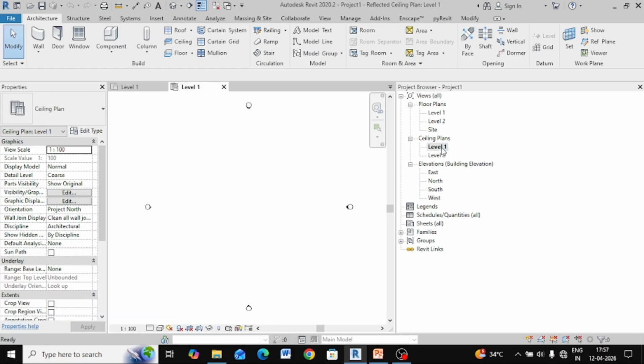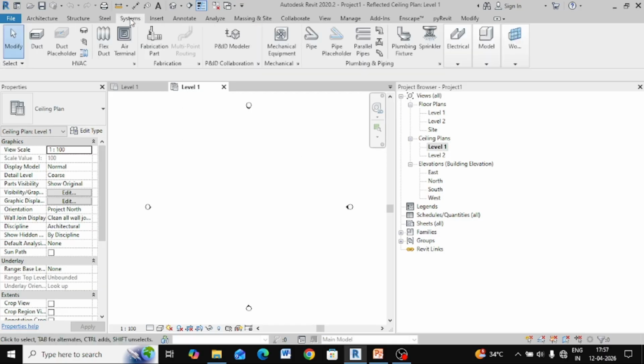A ceiling plan, also known as a reflected ceiling plan, is a view that shows elements located at the ceiling level. It's called a reflected ceiling plan because it represents the ceiling as if it is reflected onto a mirror placed on the floor. In a ceiling plan, we can see components such as light fixtures, diffusers, sprinklers, and ceiling mounted equipment.